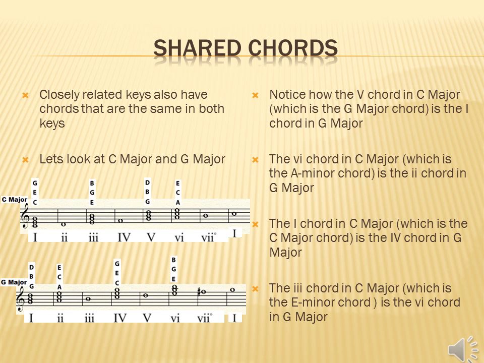Notice how the 5 chord in C major, which is the G major chord, is the 1 chord in G major. Notice how the 6 chord in C major, which is the A minor chord, is the 2 chord in G major. The 1 chord in C major, which is the C major chord, is the 4 chord in G major. The 3 chord in C major, which is the E minor chord, is the 6 chord in G major.